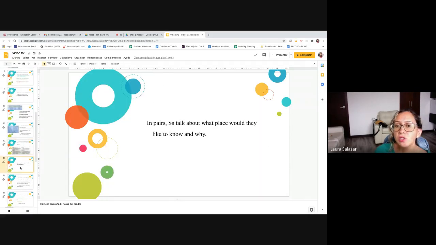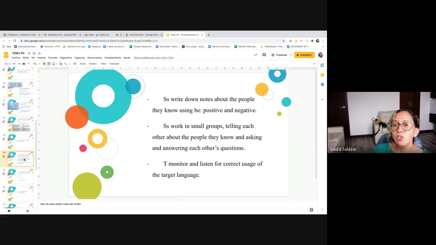In pairs, students talk about what place they would like to know and why. Students write down notes about the people they know using be, positive and negative. Students work in small groups telling each other about the people they know and asking and answering each other's questions. The teacher monitors and listens for correct usage of the target language.